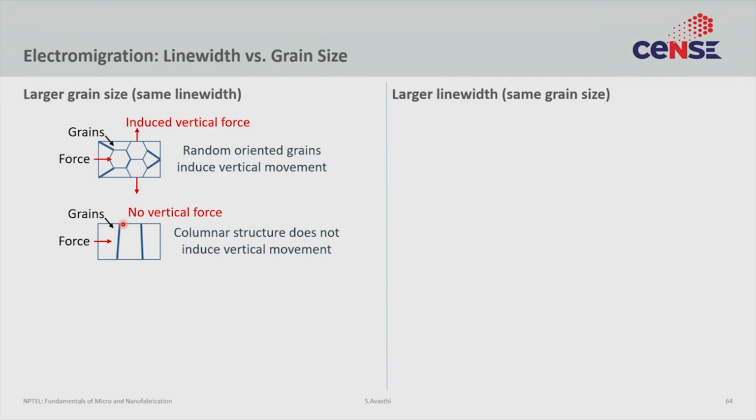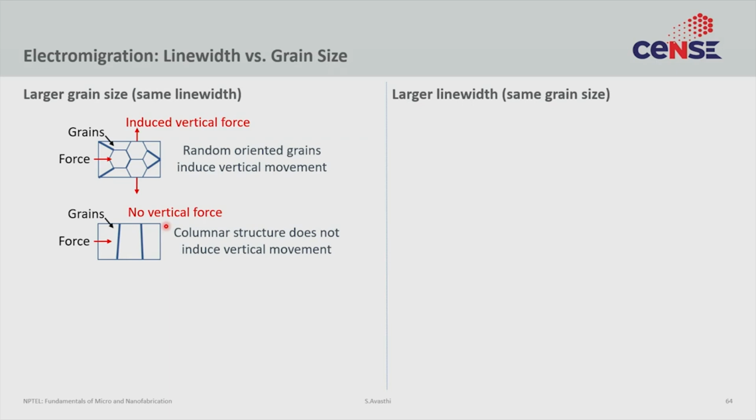And to understand that, first let us do an apples to apples comparison. So, let us assume that the width of this metal line, which is this dimension, is exactly the same in the two cases. So, the only thing we are actually changing is the grain size. So, when we do that, now let us see what is happening. Let us do a thought experiment.